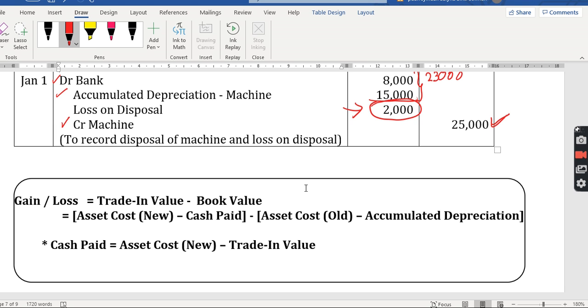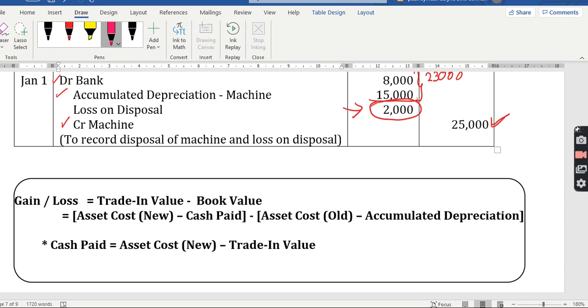So that 2,000 ringgit won't be paid to me. Dia tak akan bayar. But that 2,000 will be deducted from the price of my new lorry. So instead of paying 10,000 ringgit for the lorry, I cuma akan bayar 8,000 saja. Because that 2,000, the price of the old lorry, is actually your trade-in value.